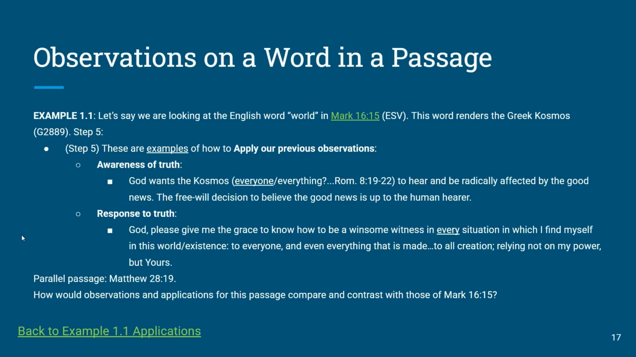So for this passage and for this verse, Mark 16:15, I might summarize an awareness of truth that I've gathered from my observations. What do I know now from my observations? This is my awareness of truth. I might say God wants the cosmos, this Greek word that we've been studying, world, which appeared earlier as the phrase the whole creation, actually. God wants the cosmos, and that appears to me to mean everyone, and perhaps even everything, to hear and be radically affected by the good news.